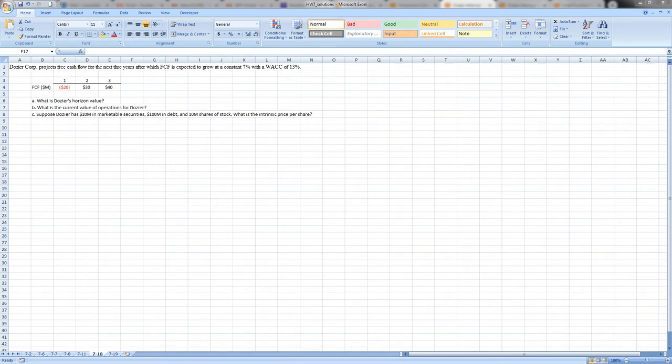And suppose that there are 10 million in marketable securities, which is an asset, and 10 million in debt, and 10 million shares. What is the intrinsic value per share, or price per share, for that matter?